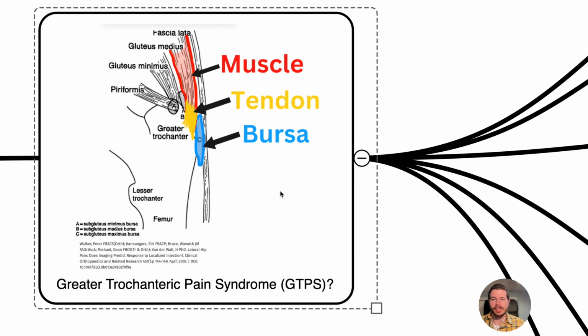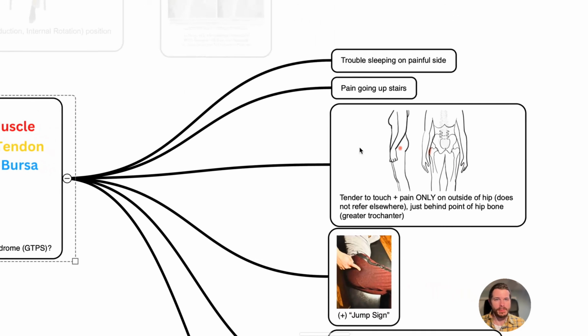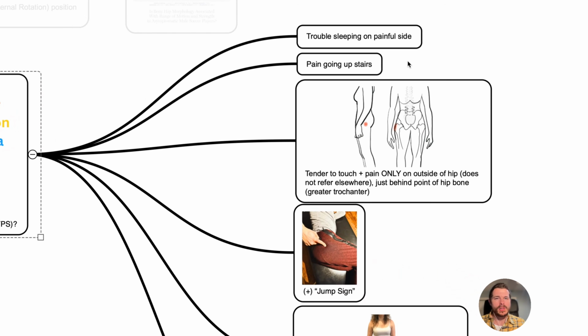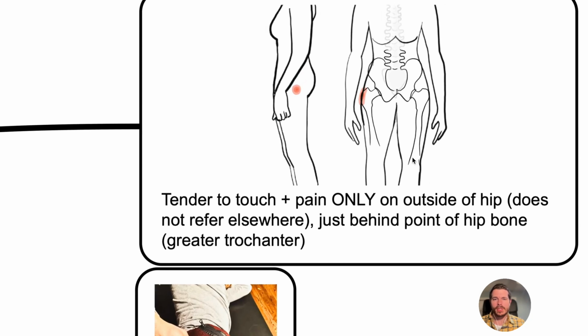Greater trochanteric pain syndrome. Now, regardless of whether it's bursitis or a glute tendon problem, here are the symptoms that will be found. You'll have trouble sleeping on the painful side due to compression. You'll have pain going up the stairs, either due to compression or due to contraction of the painful muscle. You'll be tender to touch, and there'll be pain on the outside of the hip. The glute tendon and the bursa do not refer elsewhere, so you'll feel pain locally in this area, just behind the point of that hip bone.